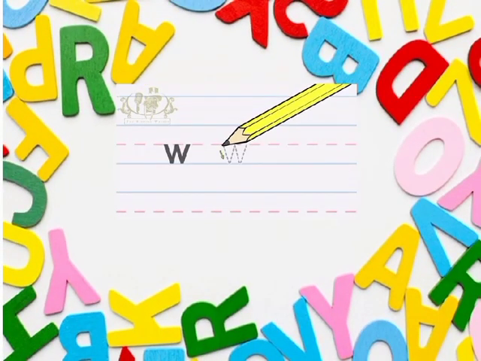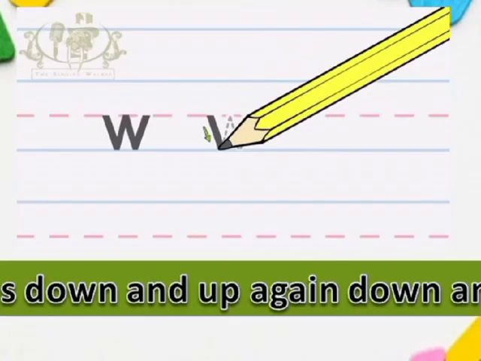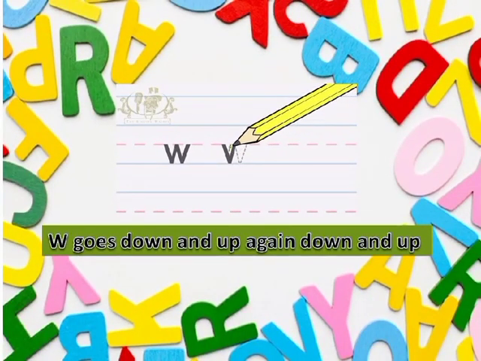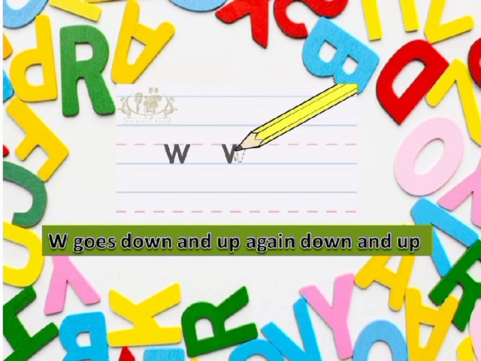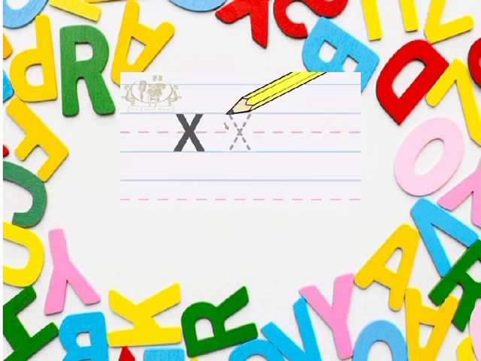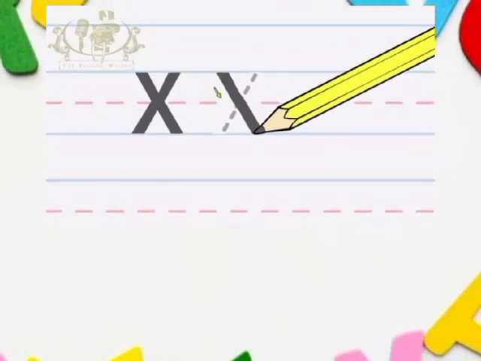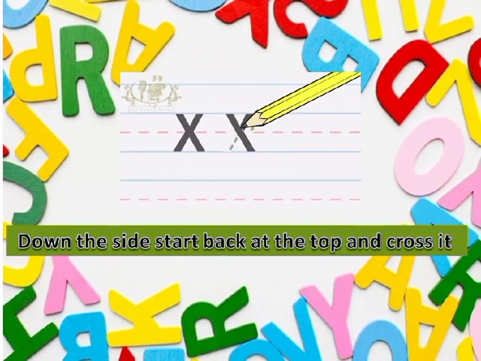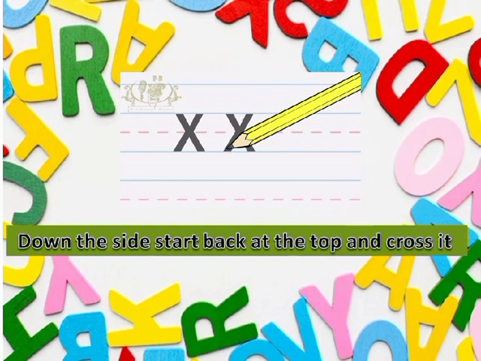W. W goes down and up and again down and up. W. X. Down the side, start back at the top and cross it.